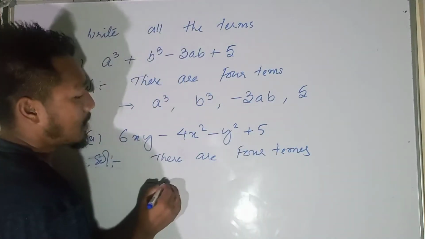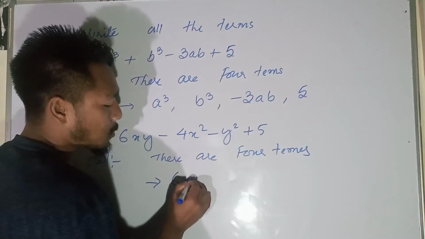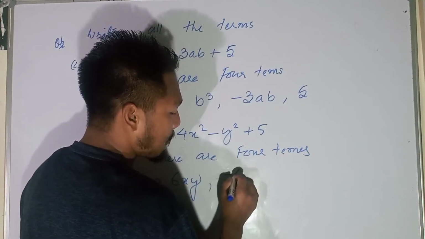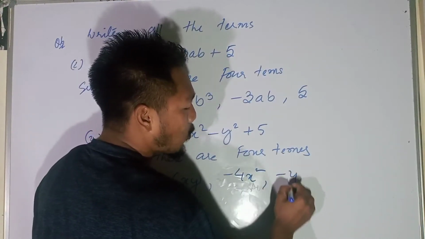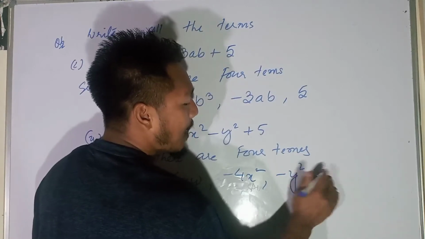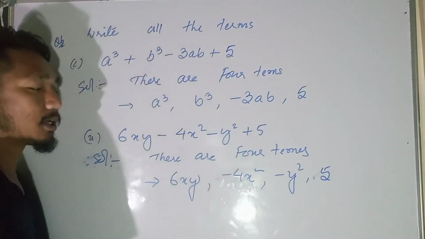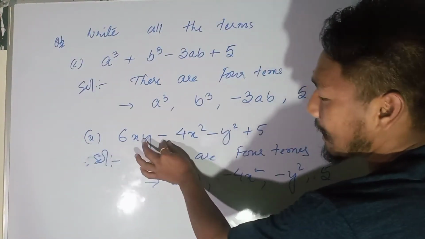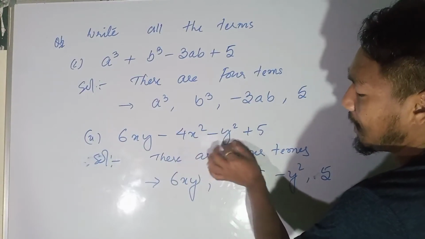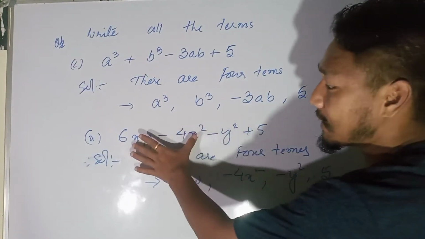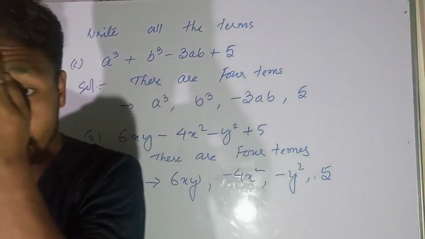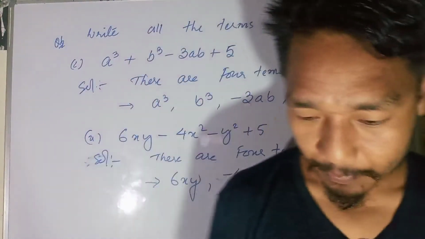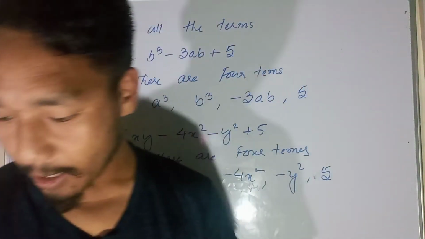The first one is 6xy, which is 1 term. Minus 4x square is another term. Minus y square is another term. And 5 is another term. So these are the 4 terms. How many terms do we have? 4 terms: 1, minus 2, minus 3, plus 5. I've written all the 4 terms here. Okay, clear about this one?